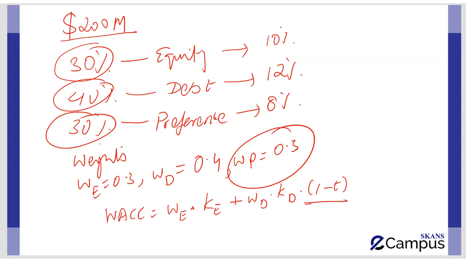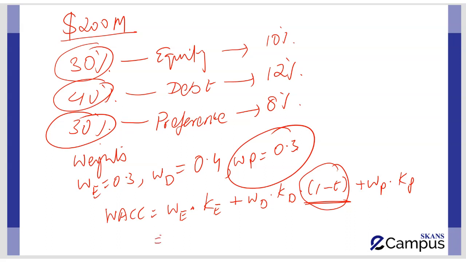Why have we done 1 minus t? Because the interest rate is tax deductible. As a result, it has an added advantage which lowers our cost of capital. Plus, we have weight of preference shares into cost of preference shares, and I'm assuming that preference shares currently have no tax advantage. If they have a tax advantage, then we will also multiply it with 1 minus t.